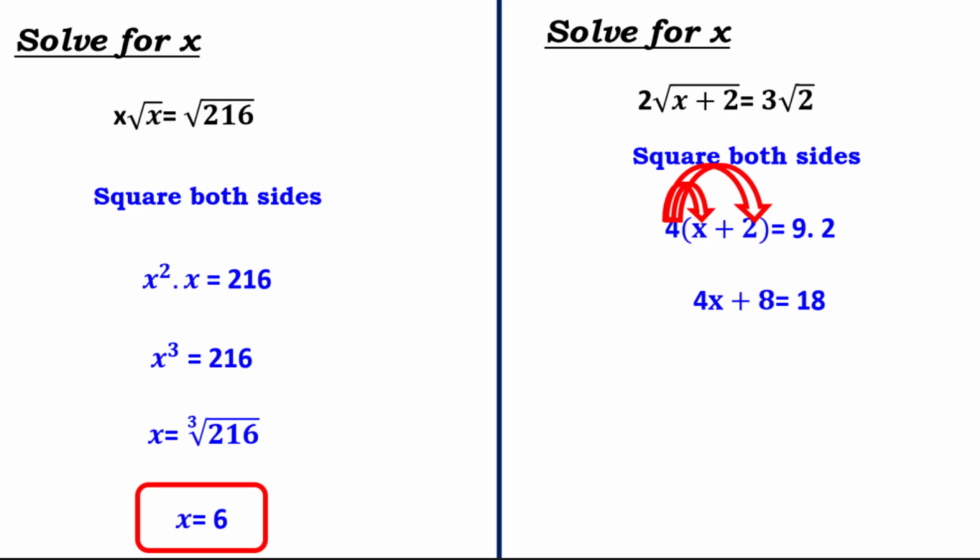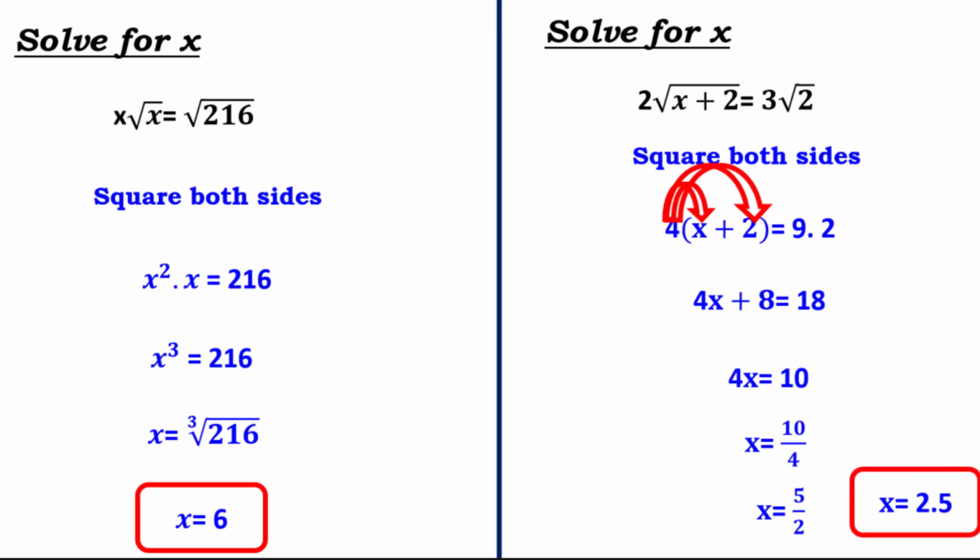How can we solve this equation? By subtracting 8 from both sides, we will get 4x equals 18 minus 8, which is 10. Dividing both sides by 4, then x equals 10 over 4. Put the fraction in the simplest form, dividing by 2, we will get here x equals 5 over 2. We can write it as 2.5. This is the value of x.